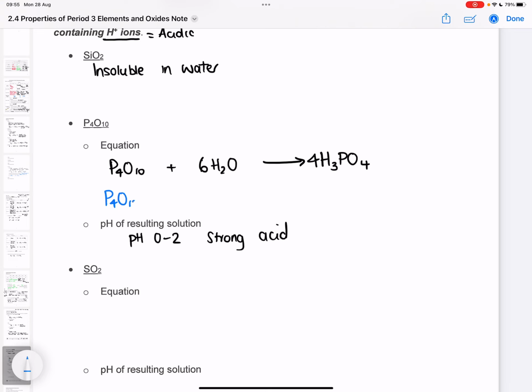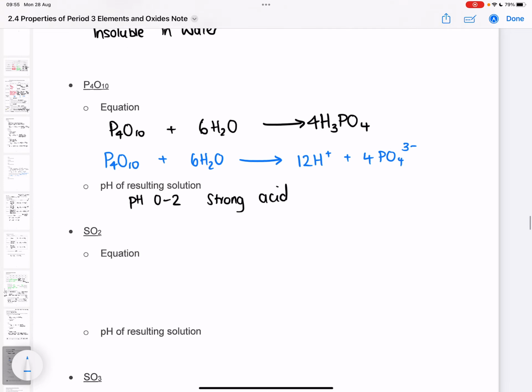If you were asked to give an ionic equation for this reaction, P4O10 is covalent, water is covalent, but phosphoric acid is a strong acid, and so we would get 12 H+ ions and 4 phosphate ions. So we'd be tested on our knowledge of the ions there.